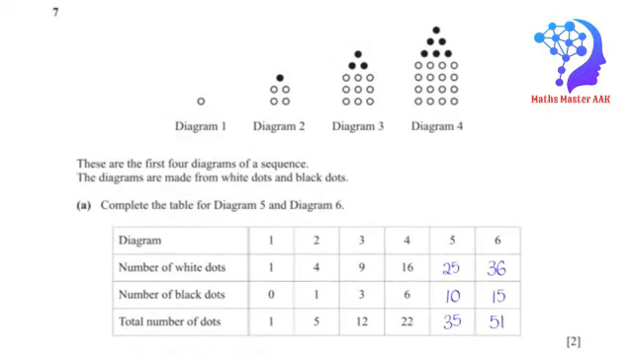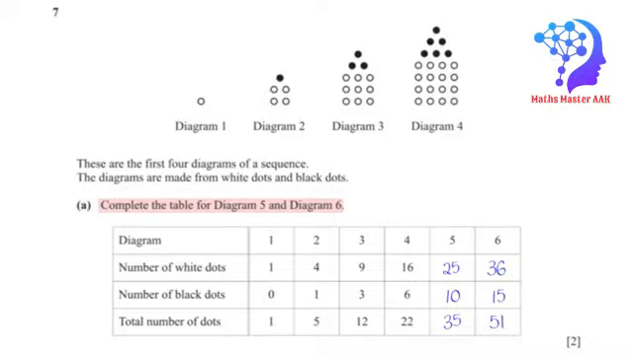These are the first 4 diagrams of a sequence. The diagrams are made from white dots and black dots. Complete the table for diagram 5 and diagram 6. For the number of white dots, 1 squared gives us 1, 2 squared gives us 4, 3 squared gives us 9, 4 squared gives us 16. And so for diagram 5, we have 5 squared equals 25. And for diagram 6, we have 6 squared equals 36.